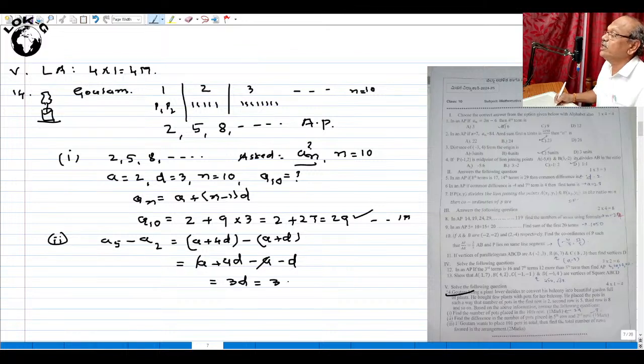Yes, sir. 3 into, what is the common difference? Just multiply by the common difference. You will get 9 using the formula, the an formula, and simplifying it. Right, this is one of the methods. If your answer is 1, you can get another 1 mark.